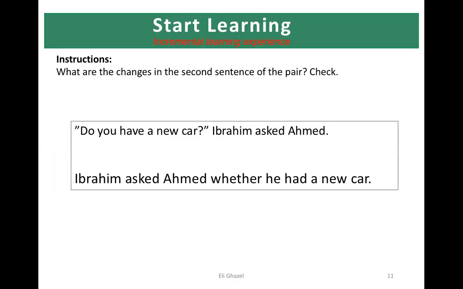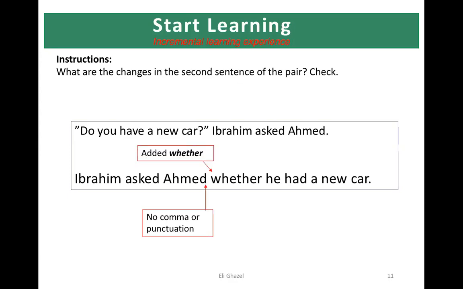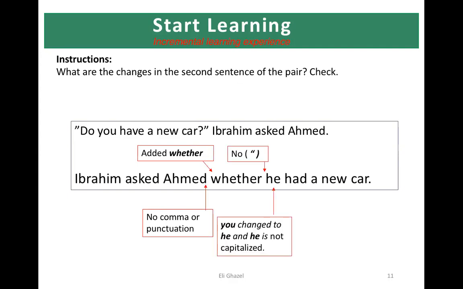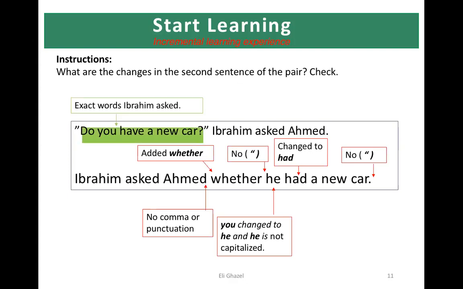What are the changes in the second sentence of the pair? Let's check. No comma or period after Ahmed. We added whether. No quotation marks. We changed the you to he, and we changed the have to had, and there is no quotation mark at the end. And the exact words that Ibrahim asked, "Do you have a car?" And not the exact words, whether he had a new car. Those are not the exact words.